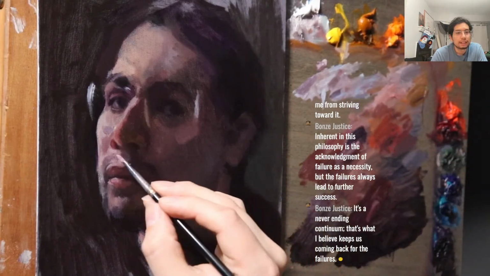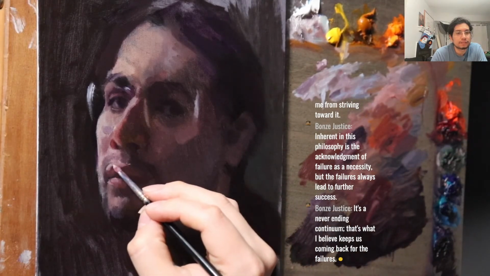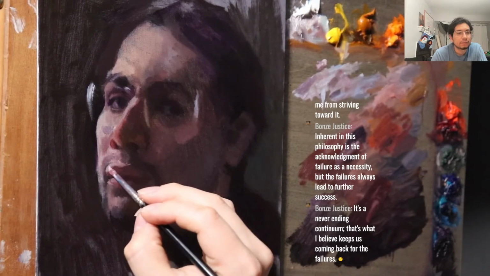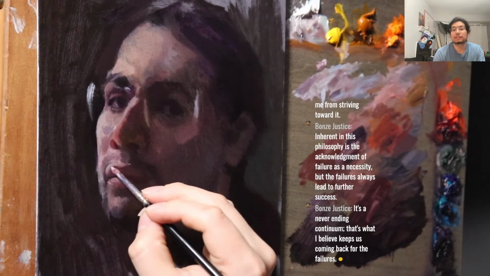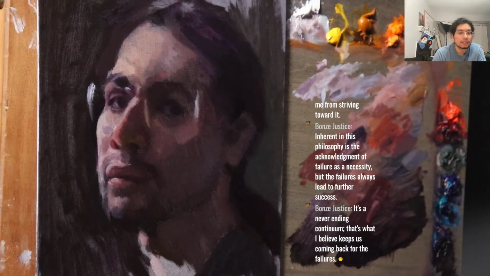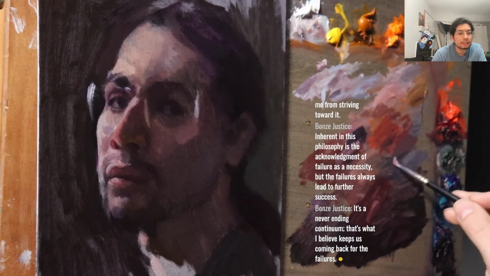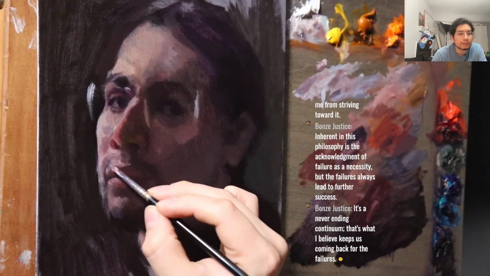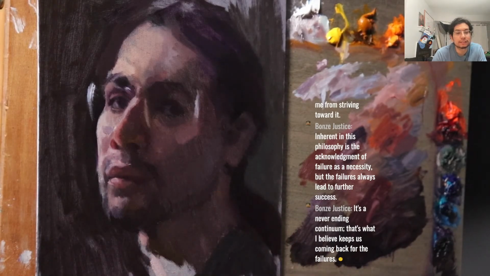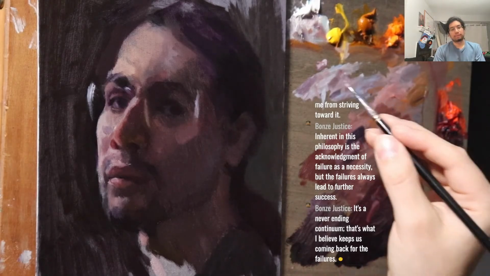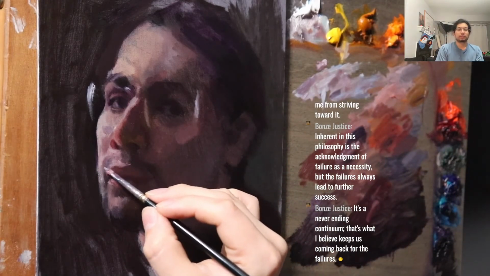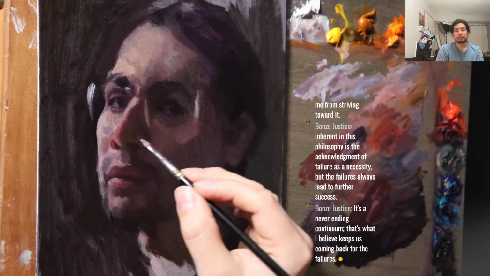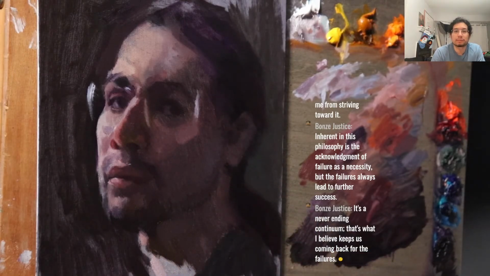So you wrote, inherent in this philosophy is the acknowledgement of failure as a necessity, but failure always leads to future success. This is true. It's a never ending continuum. That's what I believe keeps us coming back for the failures. Exactly. That is a much more poetic way of what I usually say. I usually just say mistakes are stepping stones to success, but yeah, that's a more poetic way of putting it for sure.